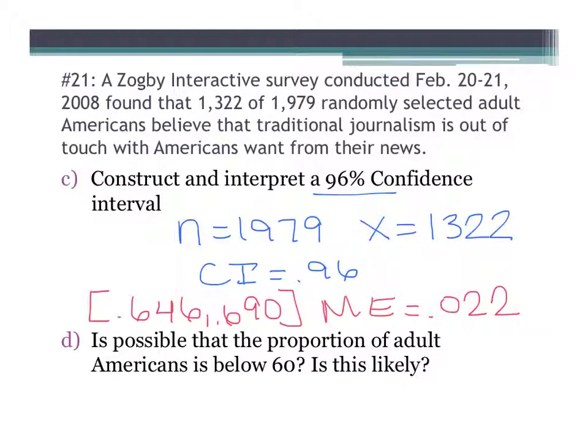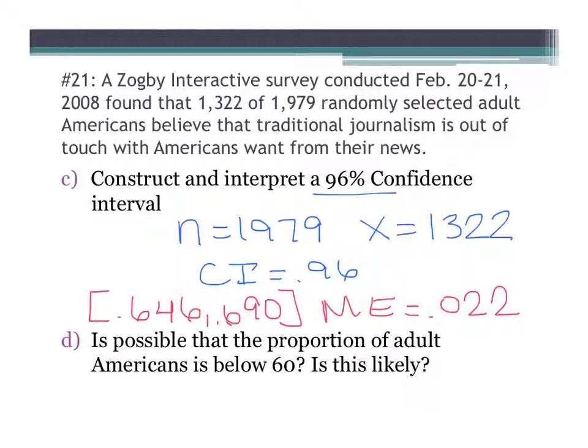And so the final thing is to just interpret that. So how do we interpret that? Well, we would say we are 96% confident that between 64.6 and 69% of Americans believe traditional journalism is out of touch with what Americans want from their news. So you want to write that out. Remember, in context, the confidence interval, and include the interval to make sense of what's going on. So if you need to rewind that to listen back to make sure you have it written down correctly, please do so.